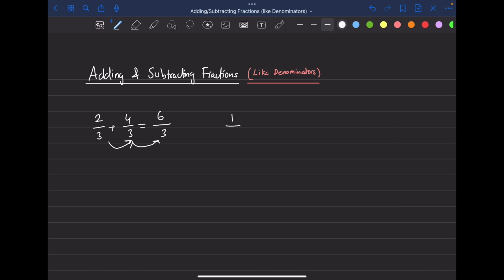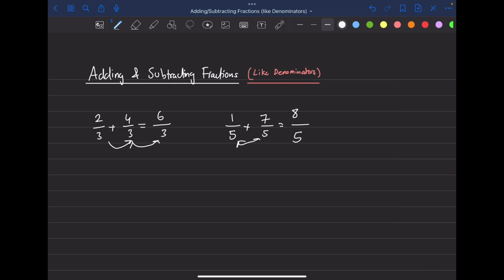So 1 over 5 plus 7 over 5. You add the top, or add the numerators. So 1 plus 7 is 8. And then the denominator stays the same. So since it's a 5, we make it a 5.